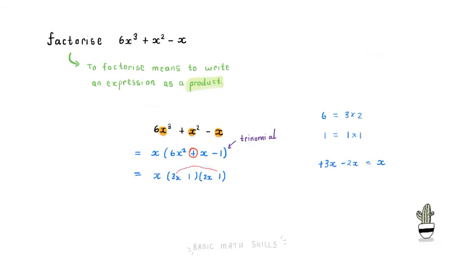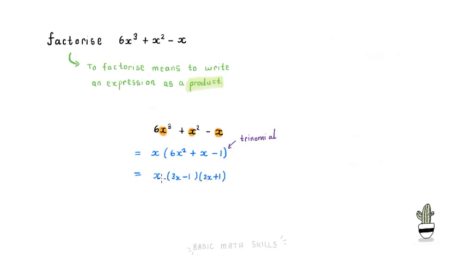That means that the 1 has to have a positive sign attached to it. In order for us to create this negative 2x, we know that the 2x needs to multiply with this 1 on this side, which means that this 1 has to be attached with a negative sign. So that gives us x times 3x minus 1 times 2x plus 1.